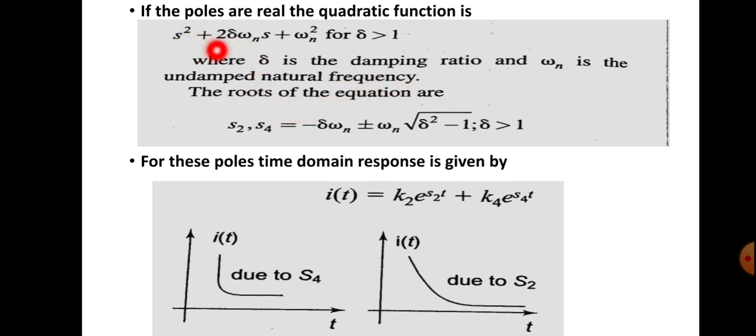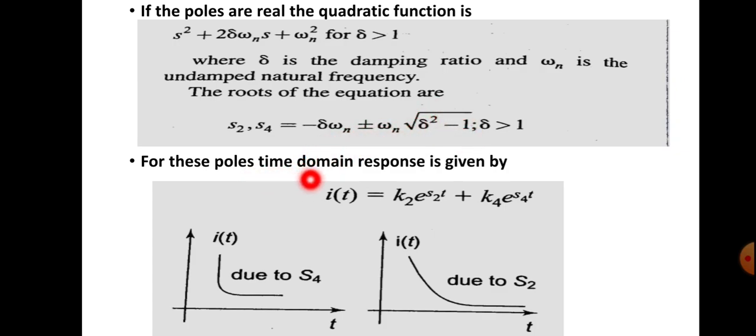So if this is the quadratic equation, the poles will be real. The roots will be in the form minus delta omega n plus or minus omega n into square root of delta square minus 1. Here delta will be greater than 1, so the quantity under the root will be positive. That means there is no imaginary term in these roots. That is why we say that the poles are real.